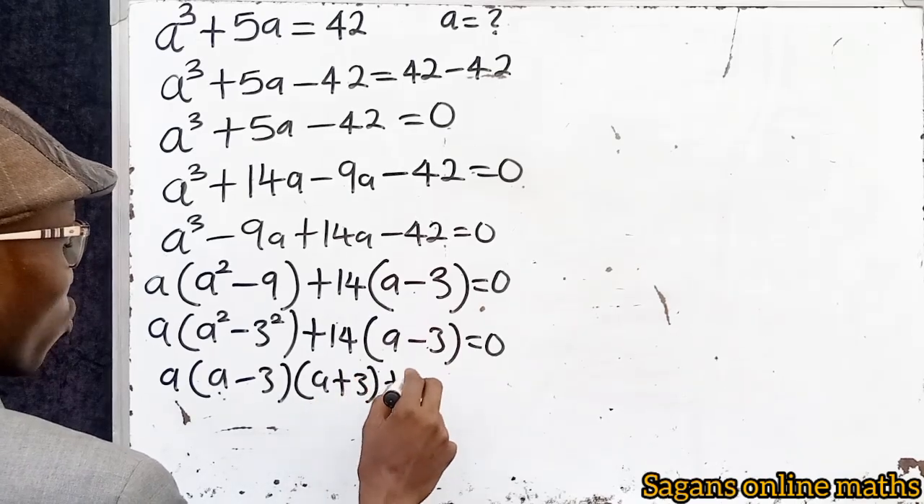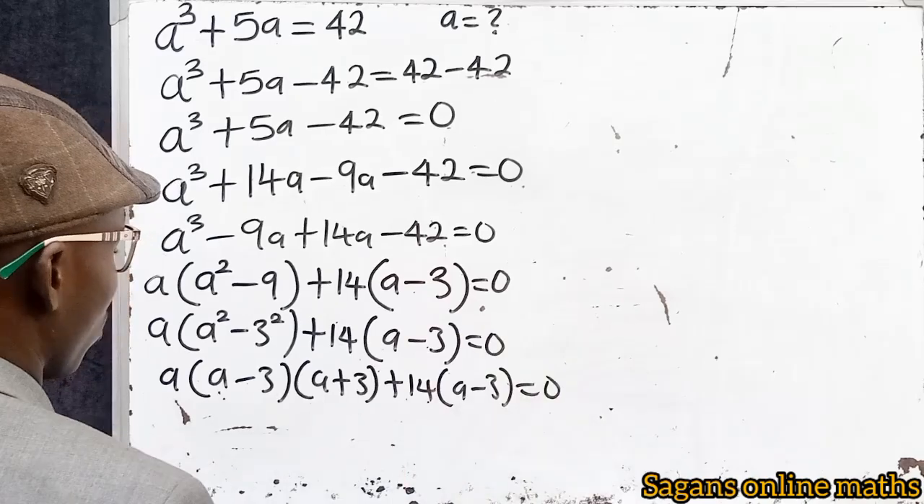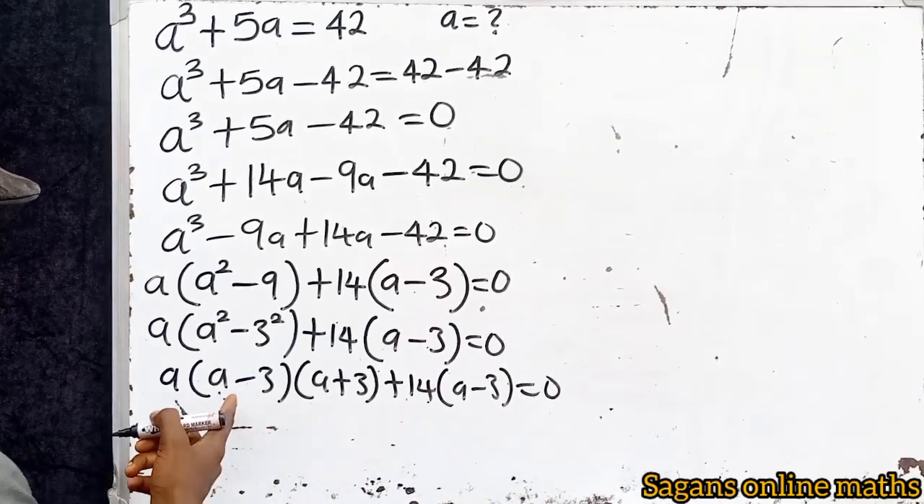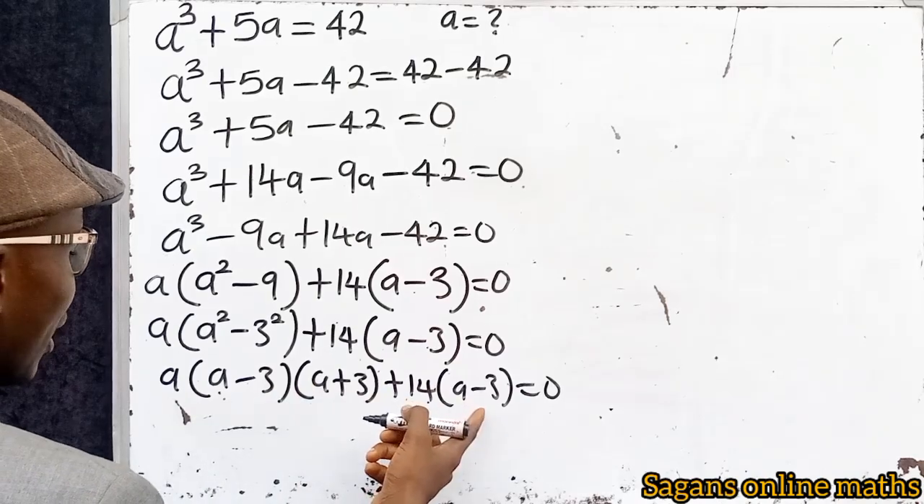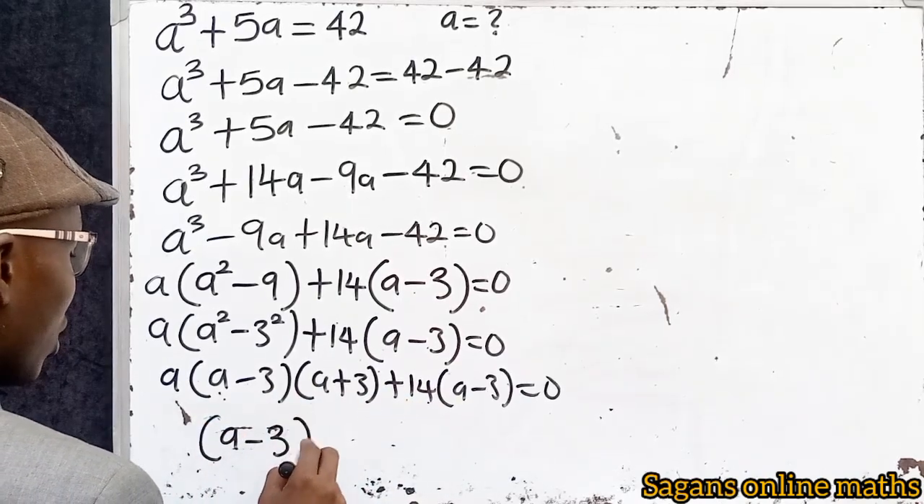3, then plus what? 14, into a minus 3. All this equals to what? 0. Now this is difference of 2 square because let's observe from here carefully. We can see that we're having a minus 3, having a minus 3. So we can see that a minus 3 is common. So we can say into a minus 3 is common, then into.